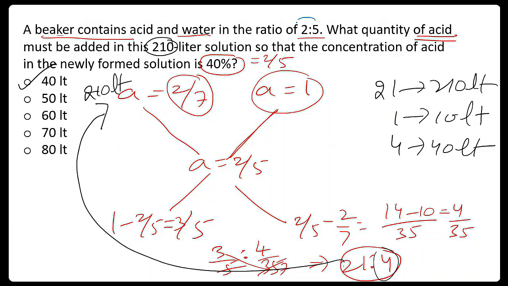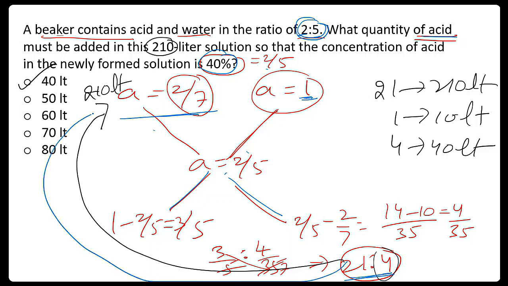Acid with 2/7 part, because 2 out of a total of 7 parts is acid, mixed with pure acid. Pure acid is nothing but one portion of acid, complete acid, one. So acid with 2/7 part and pure acid are mixed to get acid 40%, which is nothing but 2/5. By applying the rule of alligation, I got the ratio as 21 is to 4.